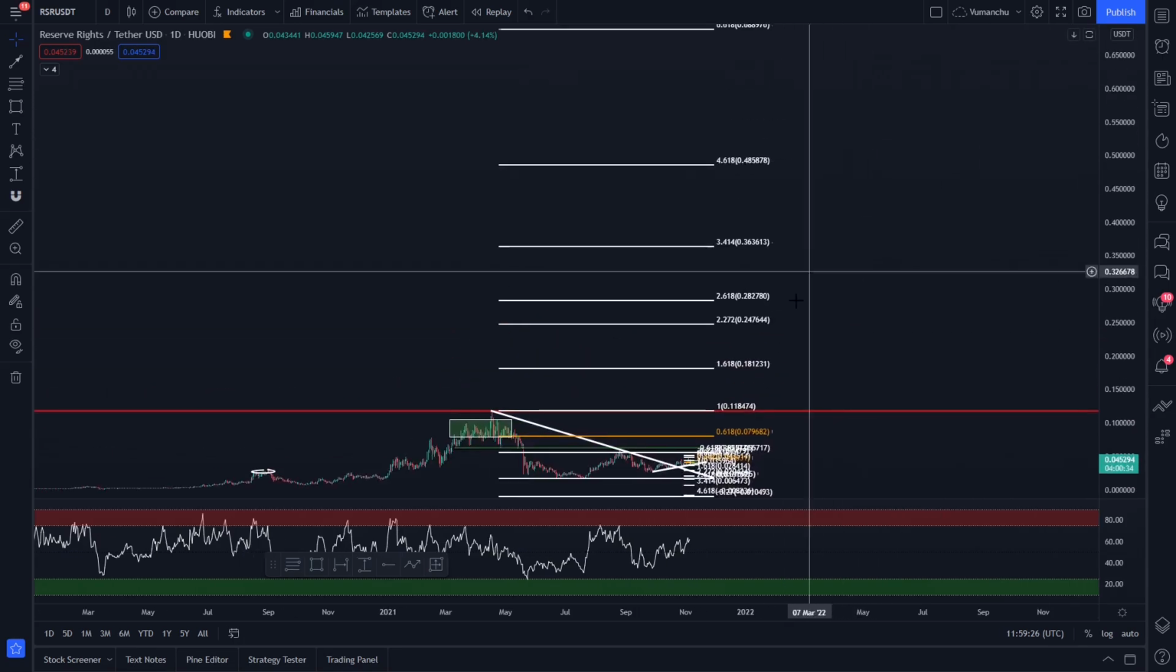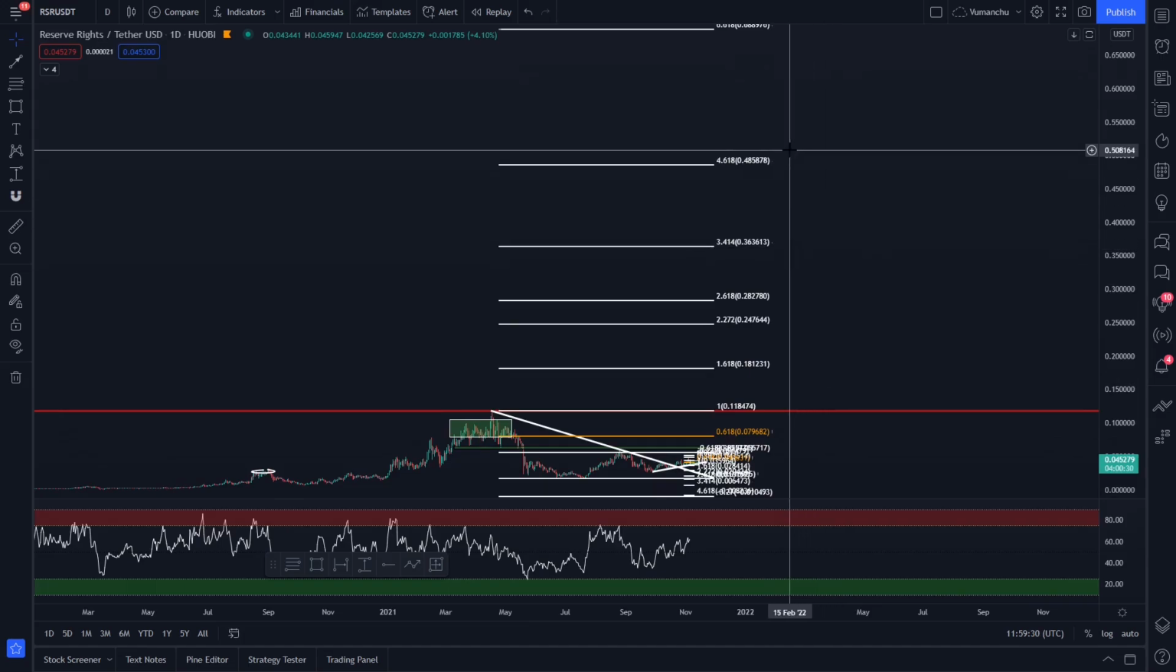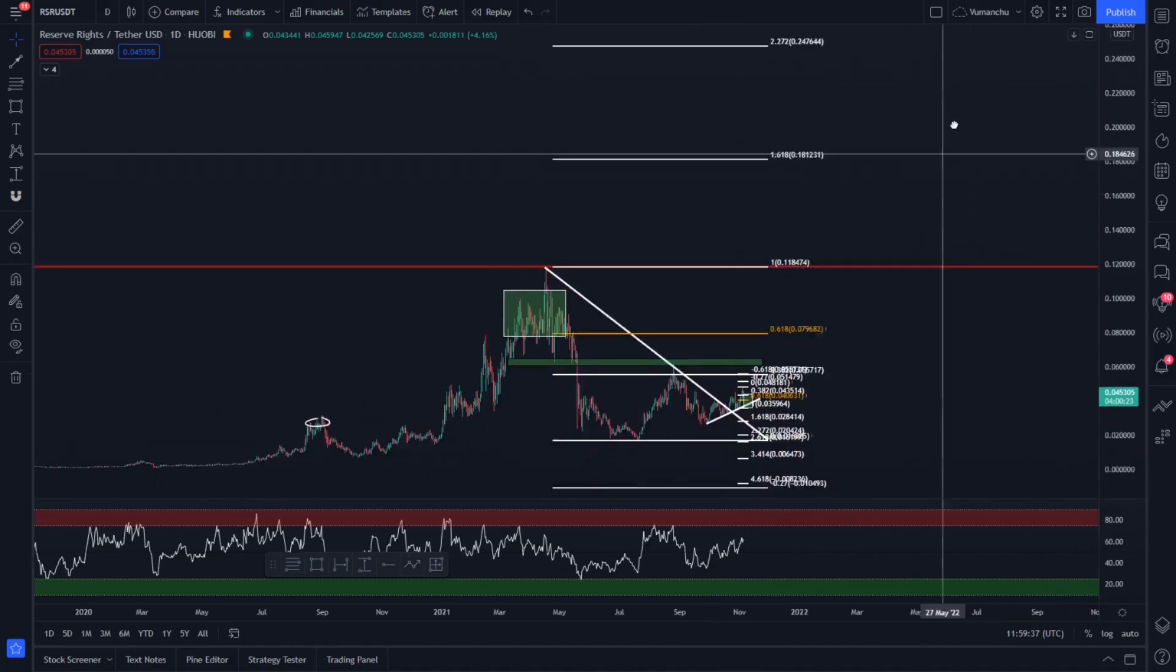So that's the areas to look for. Obviously, if you want to take some profit on the way up, 18 cent, 24 cent, 28, 36, and 48. That is an area I think I will be offloading quite a substantial amount of profit. So that's that pair pretty much covered.